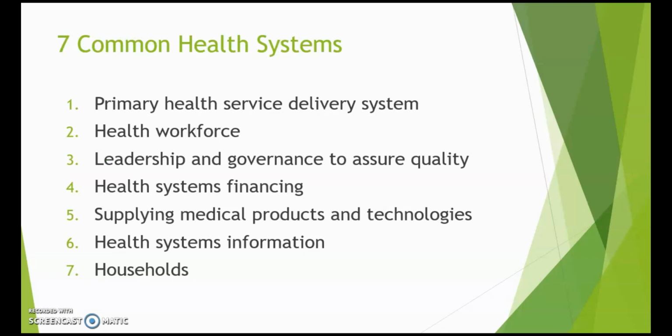Now, 7 common health systems. First, primary health service delivery system. Second, health workforce. Third, leadership and governance to ensure quality. Fourth, health system financing. Fifth, supplying medical products and technologies. Sixth, health system information. And seventh, households. So those are all health systems.